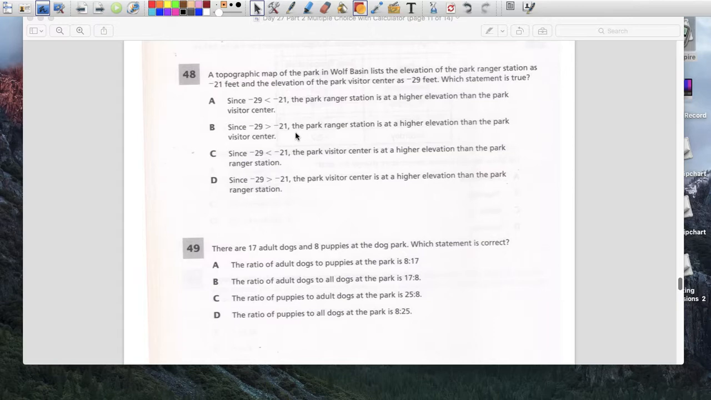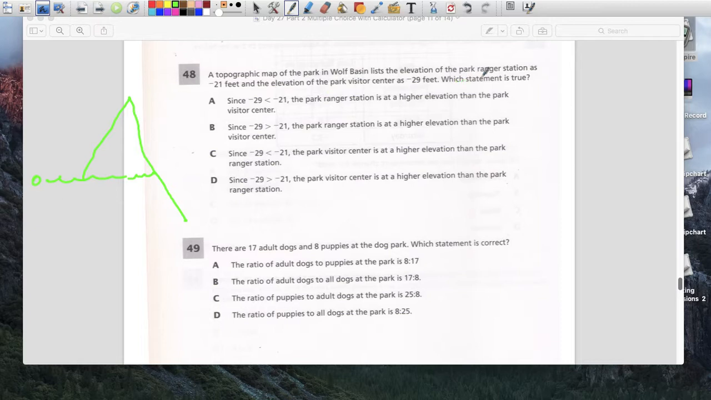48. Okay, so this is the park ranger station. Always nice to draw these. Problem is I can't draw it. So that's 0 because it's sea level. Here's a mountain, and just pretend a mountain on this side goes here. So that would be still sea level.